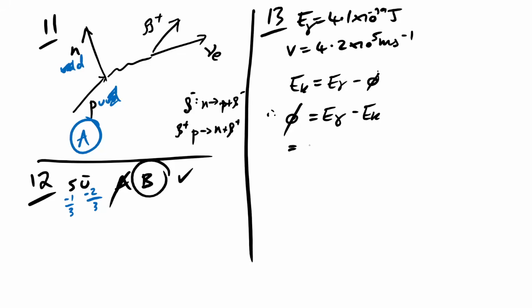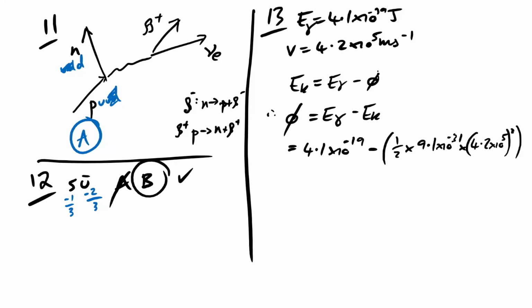So we have here 4.1 times 10 to the minus 19, but then we need to take away the kinetic energy, and so therefore we're going to have to say this equals half times mass, 9.1 times 10 to the minus 31 for an electron, times the speed squared, which is 4.2 times 10 to the 5 squared, and we end up with just 2 sig figs, 3.3 times 10 to the minus 19. So the answer is going to be B.